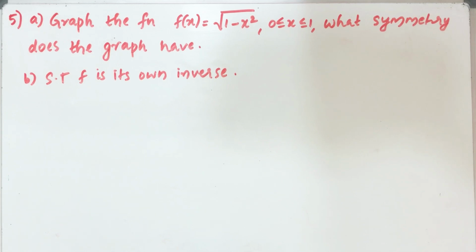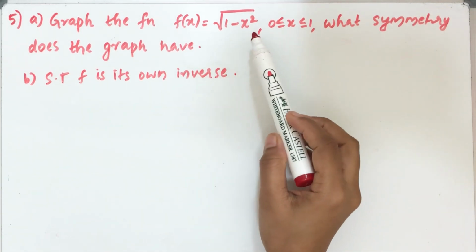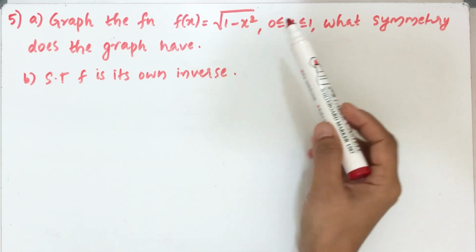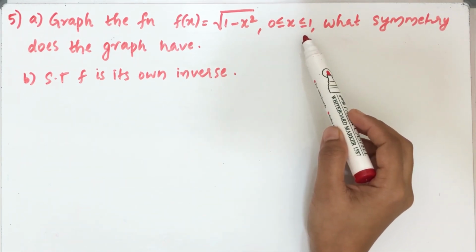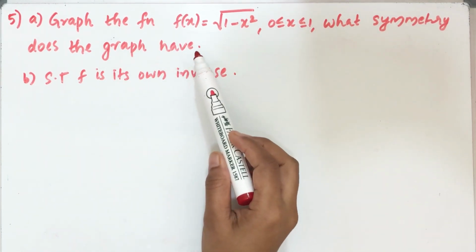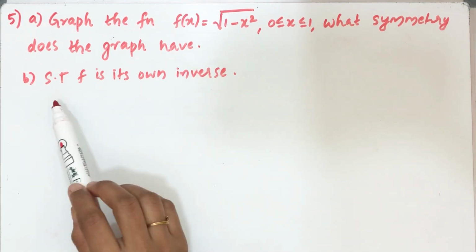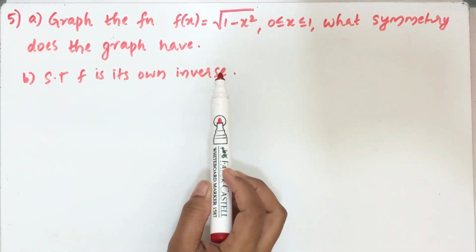Next question. Graph the function f of x equal to root of 1 minus x square, 0 less than or equal to x less than or equal to 1. What symmetry does the graph have? Second one, show that f is its own inverse.